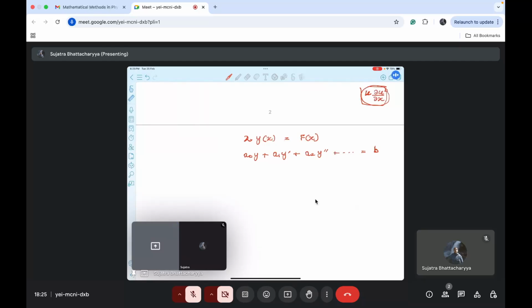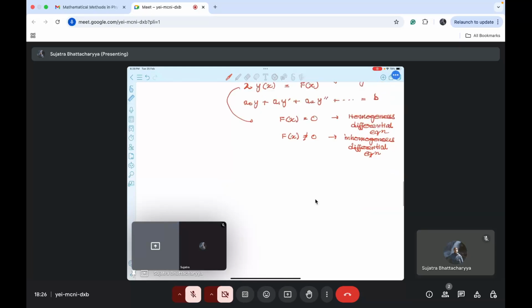Now, if in this f of x is equal to 0, there is no forcing. In physics, this will be some kind of a forcing parameter. If this f of x is 0, then we call the differential equation a homogeneous differential equation. But if this f of x is not equal to 0, this becomes an inhomogeneous differential equation. All right. So this is another part.